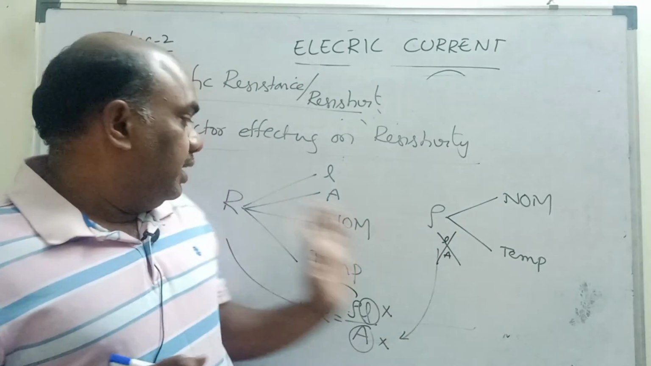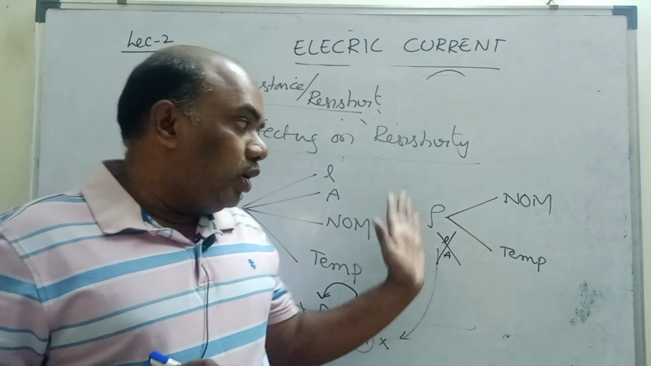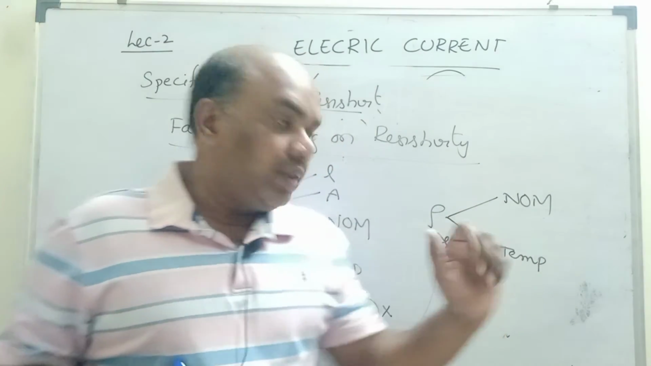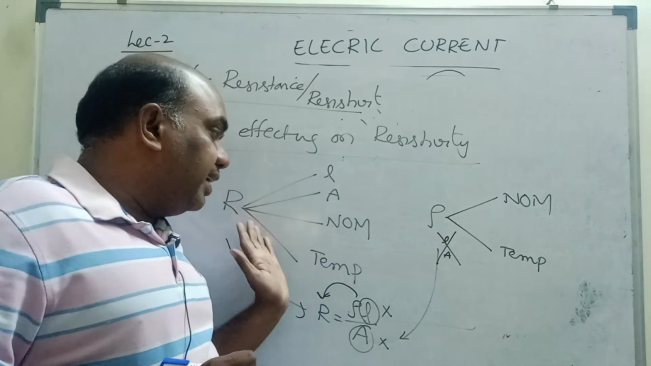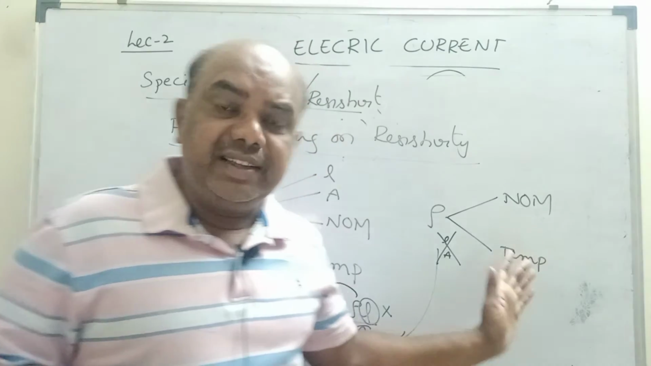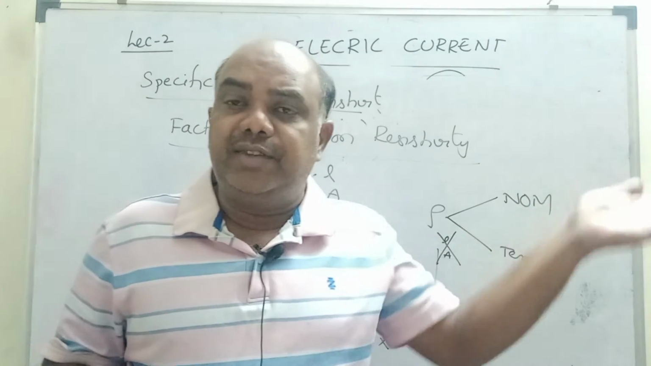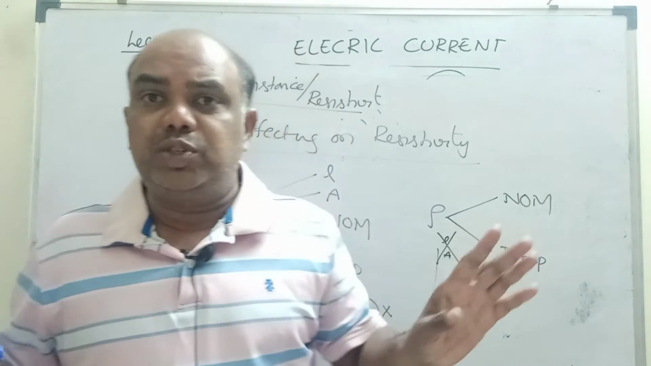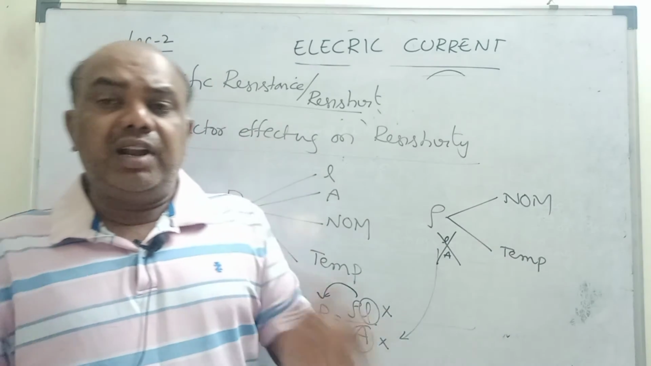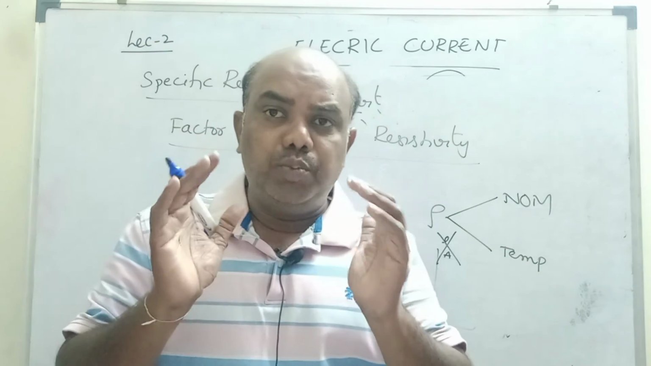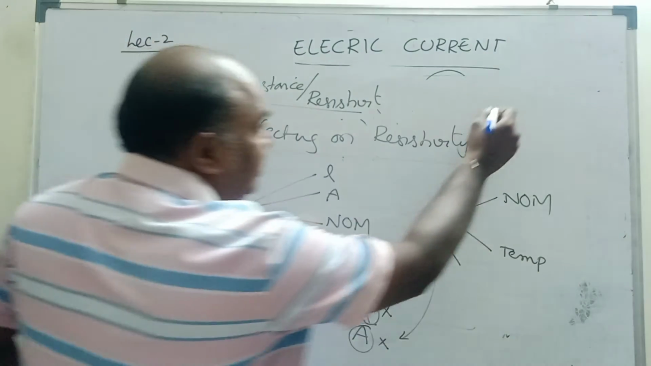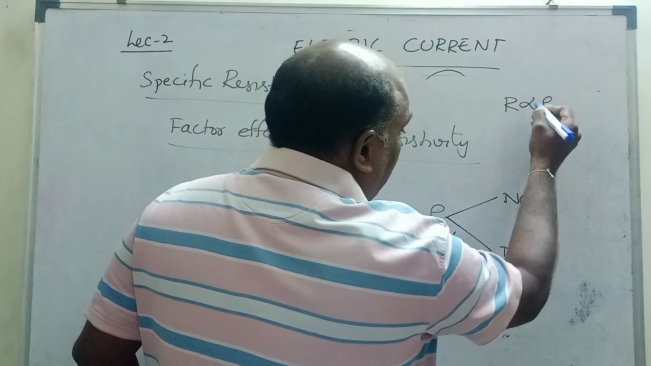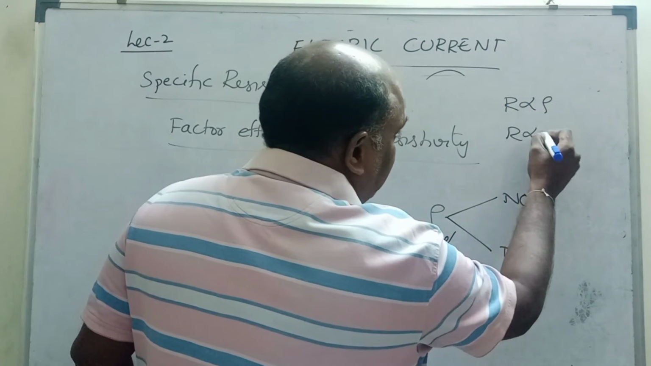R is directly proportional to rho. Rho is directly proportional to temperature. If rho increases, R increases. R increases, resistance increasing means temperature is also increasing. Temperature, resistance, resistivity, these are all directly proportional. They all depend on each other. This is the most important concept. Resistance is directly proportional to rho, and resistance is directly proportional to temperature.